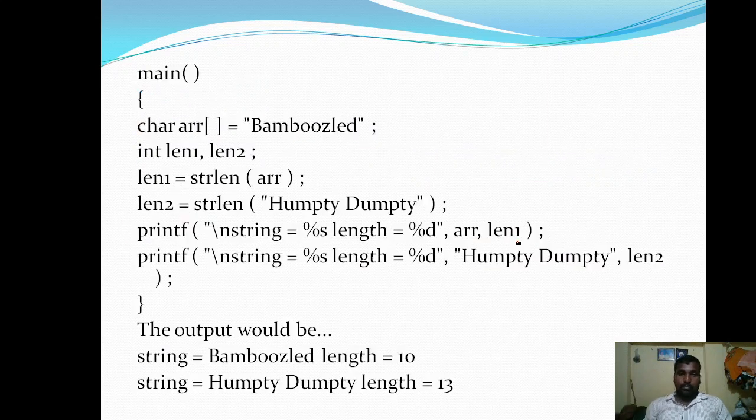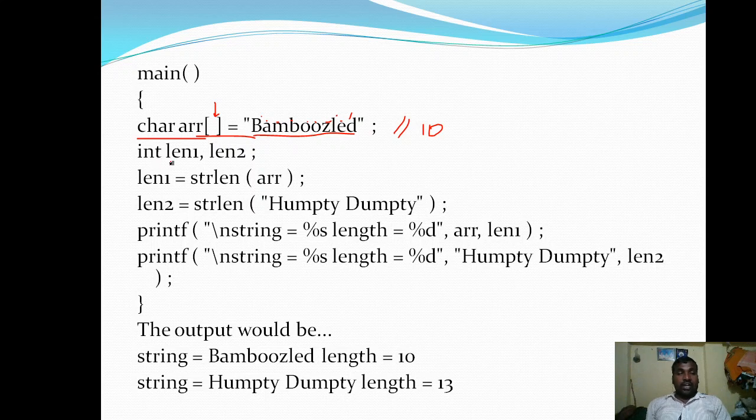Here is an example. Here "bamboo let" is a string, so it contains 1 2 3 4 5 6 7 8 9 10 characters. Try to remember here, the length of this string is 10. Now this is a character array and it is initialized directly at the time of declaration, so there is no need to specify the size of this array.